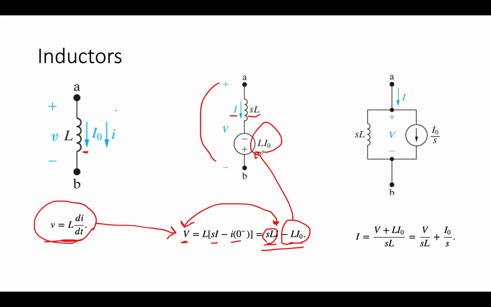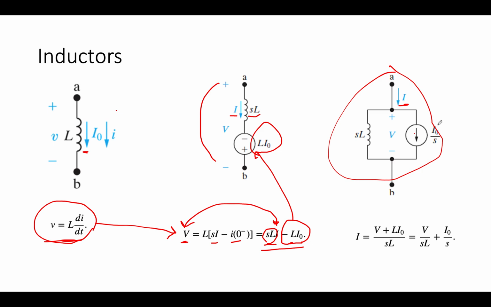Now, a lot of times with inductors, it's easier to do a source transformation at this point, and then we model it as an inductive impedance in parallel with a current source. And the nice thing about this is if you do this, the direction of the current source is in the same direction as the current in the original time domain circuit.